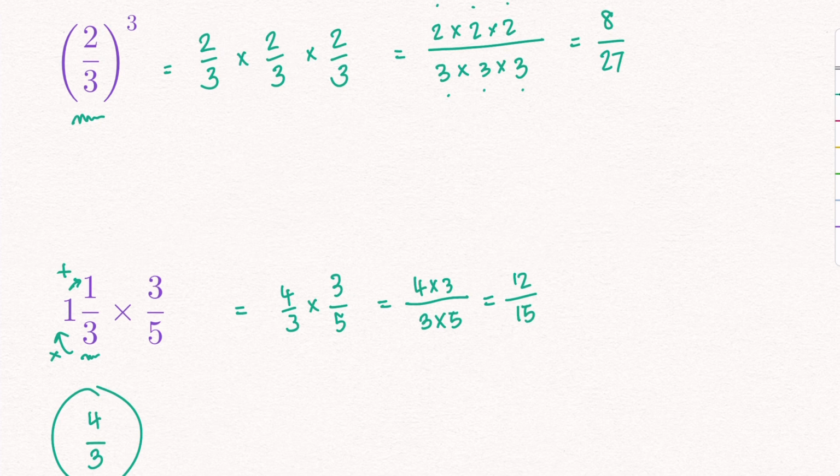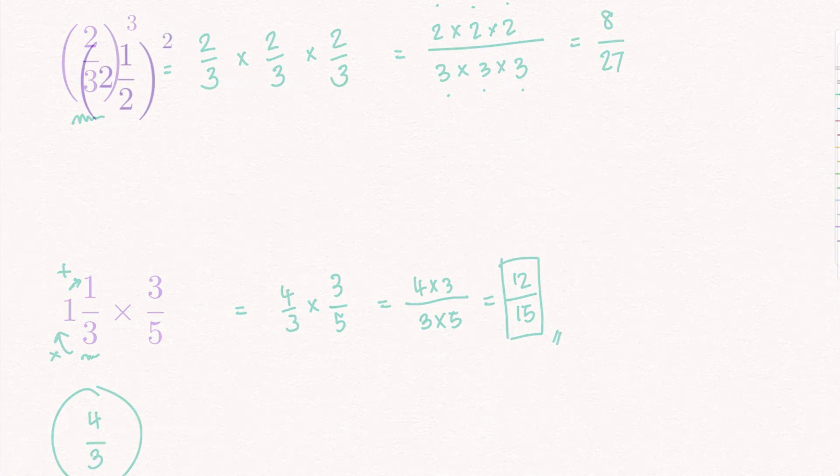With this lesson here, we're not going to go through simplifying fractions, but we will be focusing on timesing fractions only. So with 12 over 15, we can simplify further, but we're just going to leave it as it is.